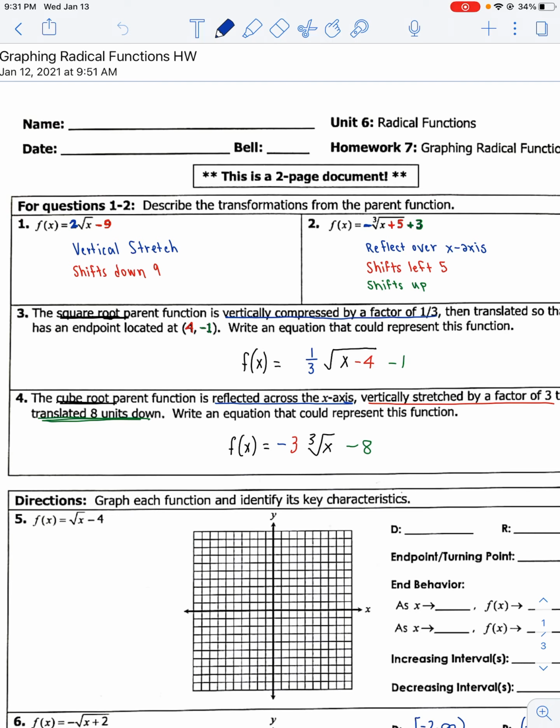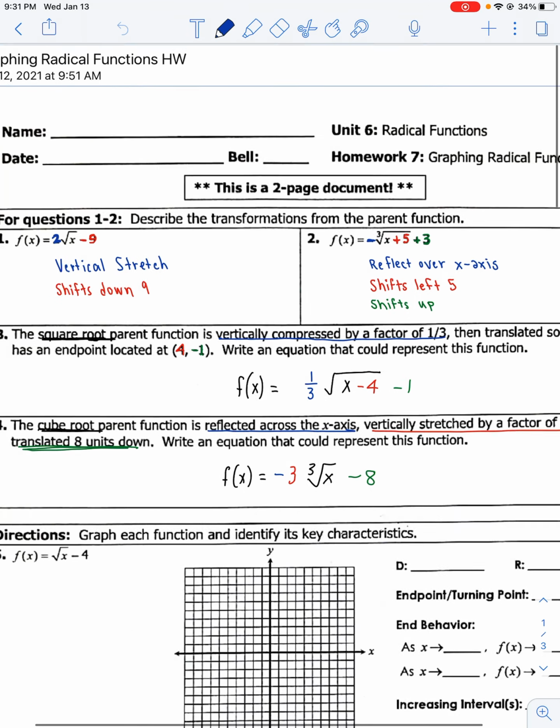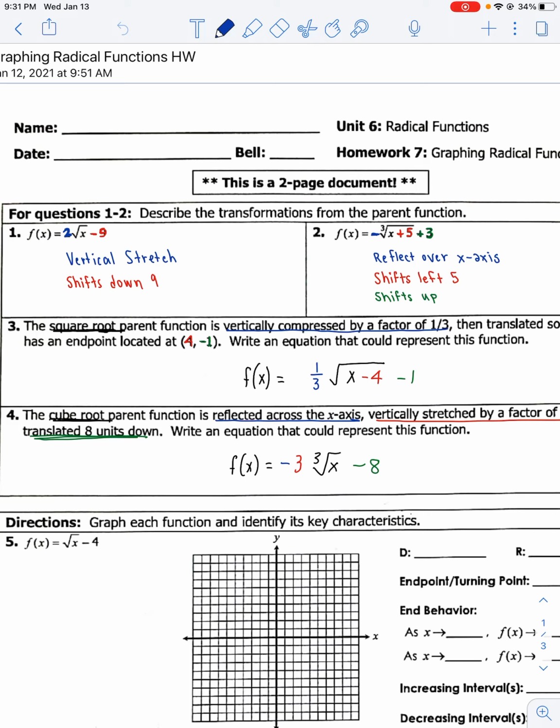But anyways, here's numbers 1, 2, 3, and 4. I tried to color code those. So if you took a picture of them and really dove in there and looked at them, you would be able to figure out where all of those specific values were coming from. So anyways, number 1 had a vertical stretch. And since that 9 was on the outside, it is what it is. So it's shifting down 9.